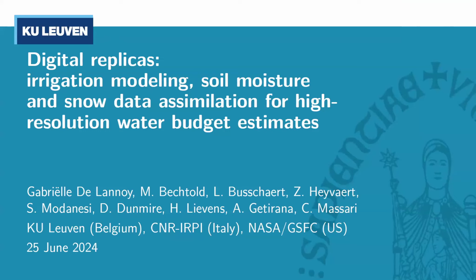So digital replicas, digital twins, they're buzzwords that typically cover data assimilation output, and especially so in Europe, where ESA, the European Space Agency, wants us to work towards digital twins of the Earth. And so in this talk, we'll discuss just three aspects, or three dimensions, in the design of a high resolution water budget estimate for one catchment. And those three design factors are irrigation modeling, soil moisture, and snow data assimilation.